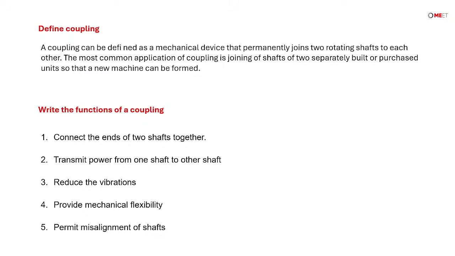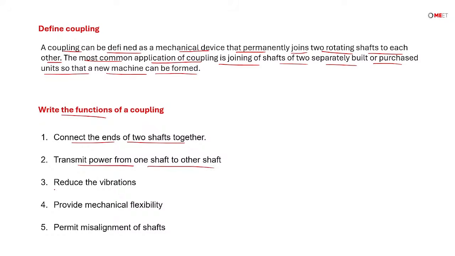Next, define the coupling. Coupling can be defined as a mechanical device that permanently joins two rotating shafts to each other. The most common application of coupling is joining the shafts of two separately built or purchased units so that a new machine can be formed. The functions of coupling are to connect the two ends of the shaft together, transmit power from one shaft to another, reduce vibrations, provide mechanical flexibility, and permit misalignment of the shafts.